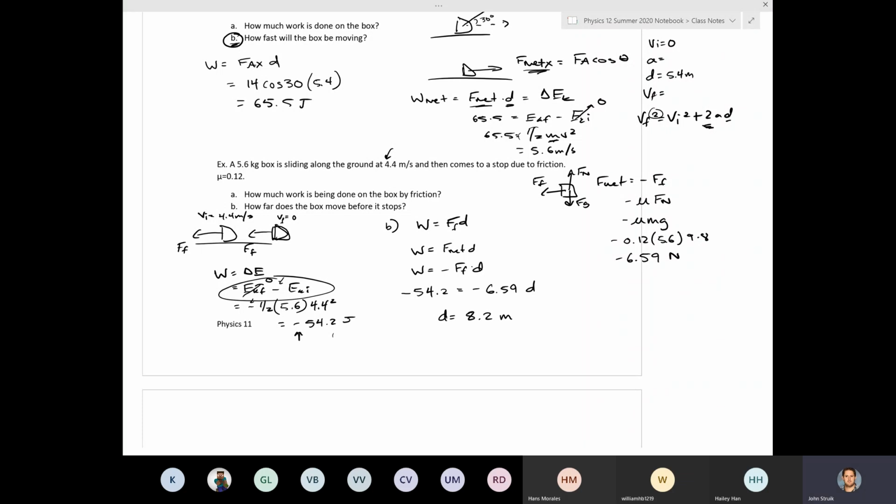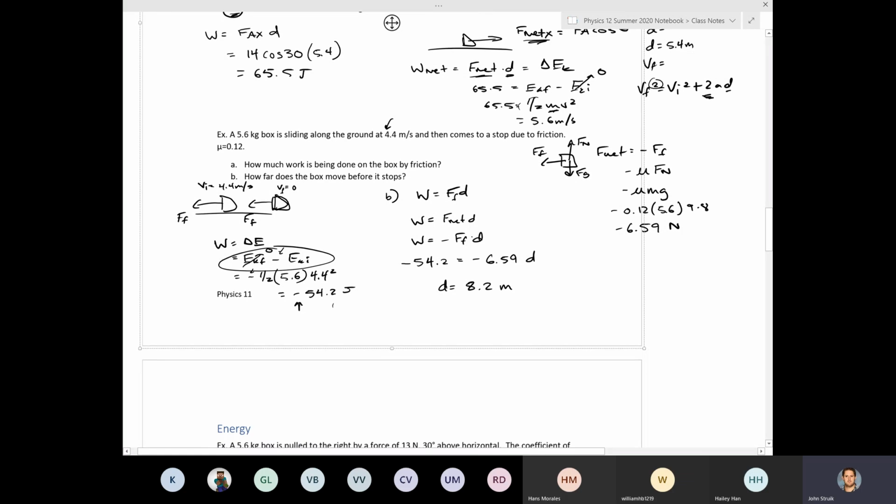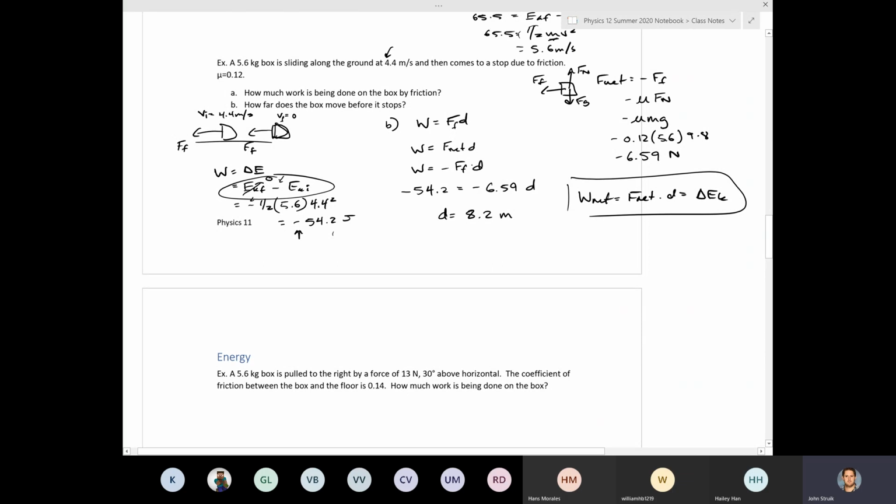Okay, any questions? Hopefully that makes sense. The important part is understanding that there's a relationship between W net and F net times D, and that directly causes a delta EK. This is a very, very important equation, or relationship, to know.